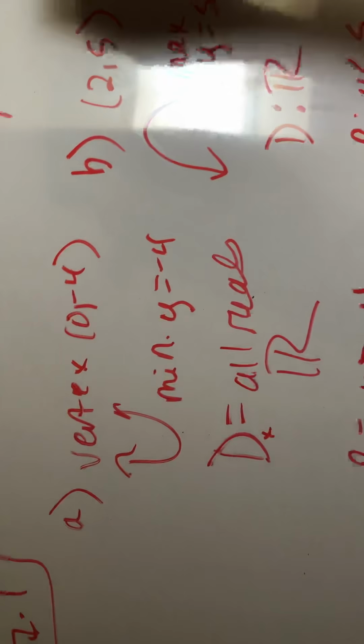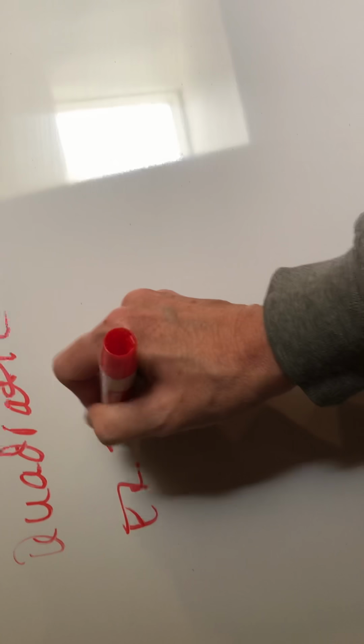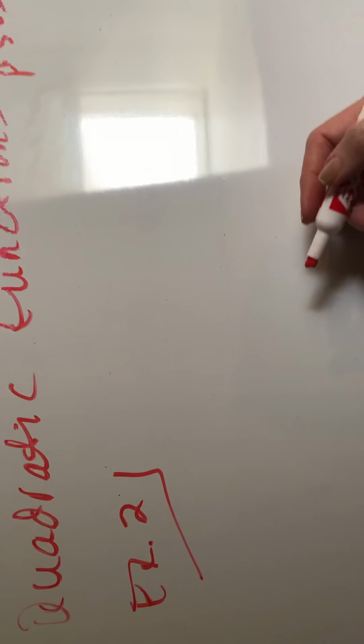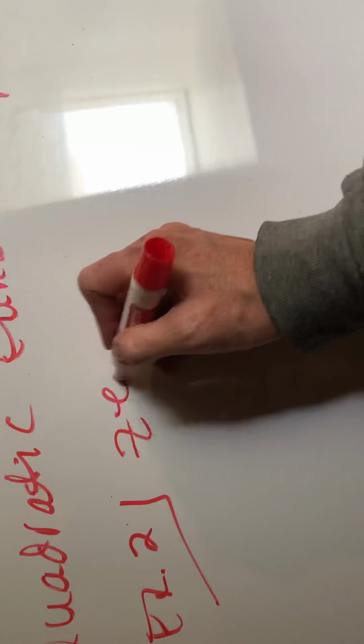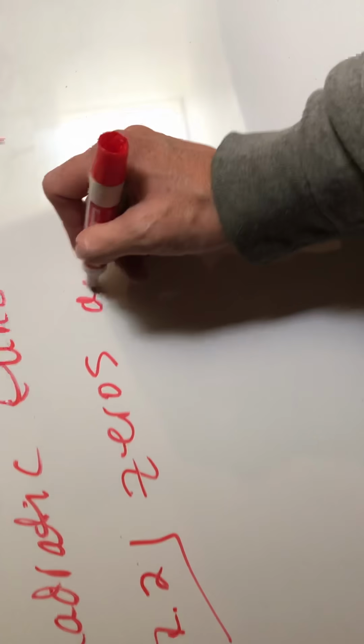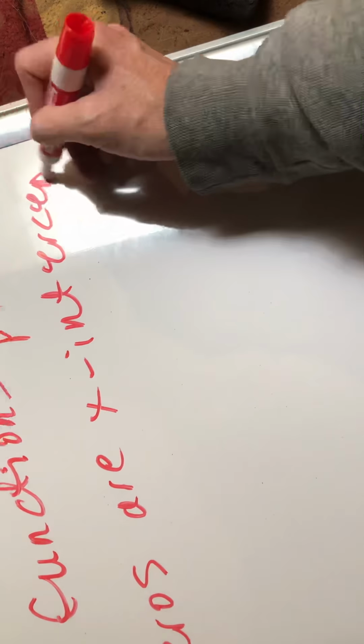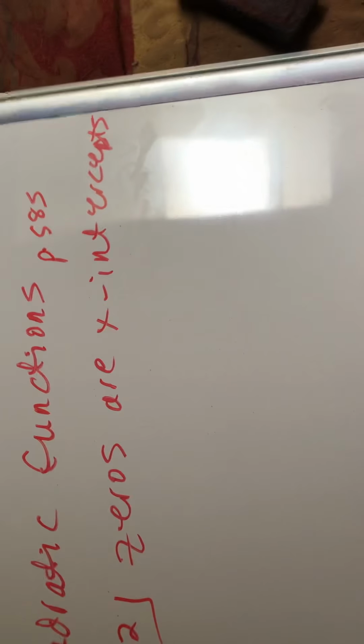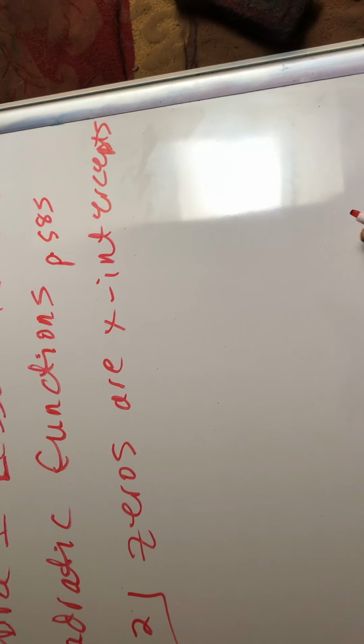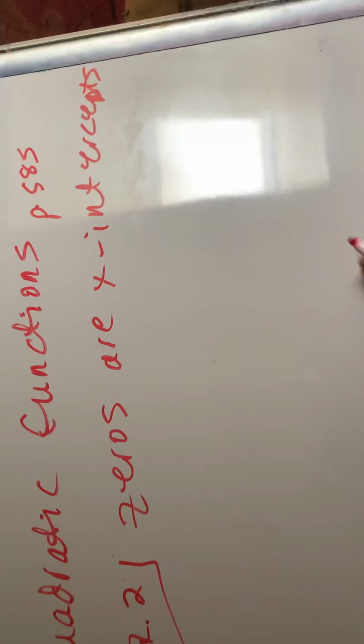Okay, then if you look on the next page at example 2, you are finding the zeros of the graph. The zeros of the graph are the x-intercepts. So it's wherever the graph crosses the x-axis. Those are your zeros. The zeros are the x-intercepts. So you just look at the graph.